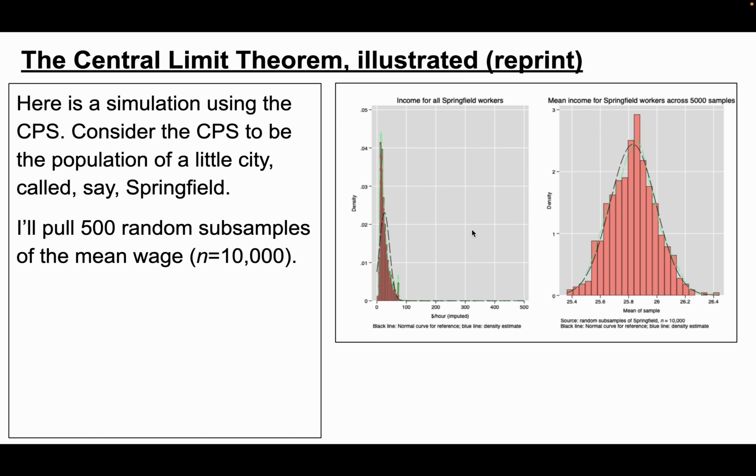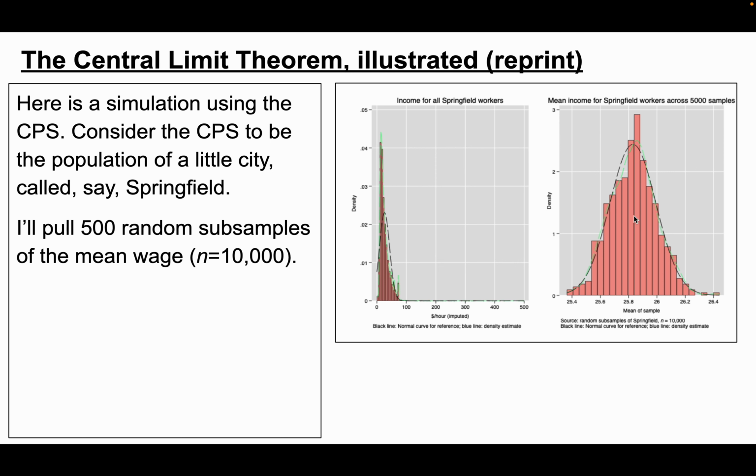So on the left here, we have a simulation. Basically, we're presuming that a subset of the CPS, which is a very large sample, is our population. And we're pretending that's the population of a small city. Actually, the CPS is bigger than many cities, so this is not wildly off base. Then I pulled 500 random subsamples of the mean wage, and I did that 10,000 times.